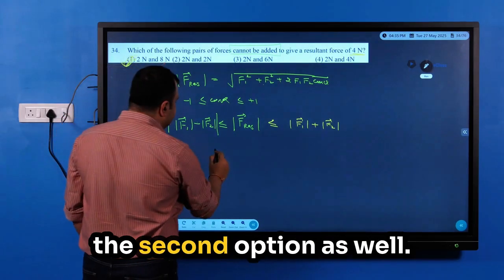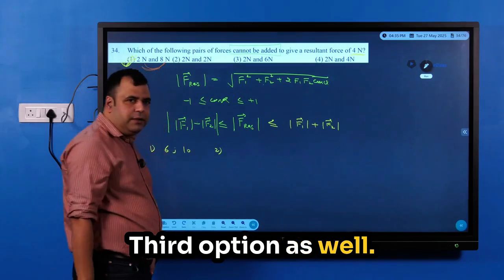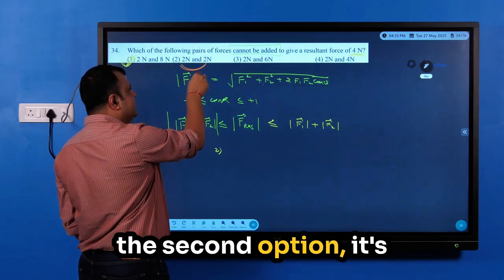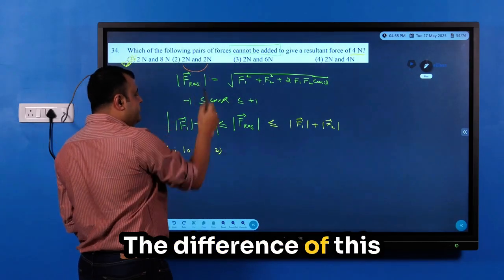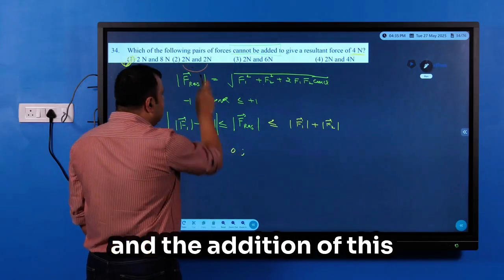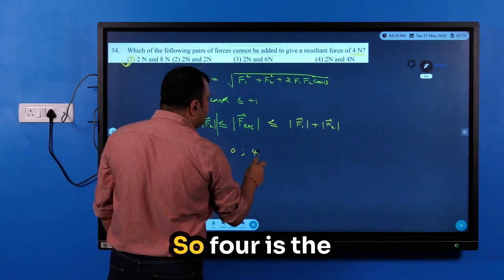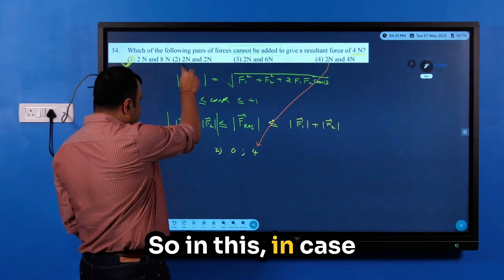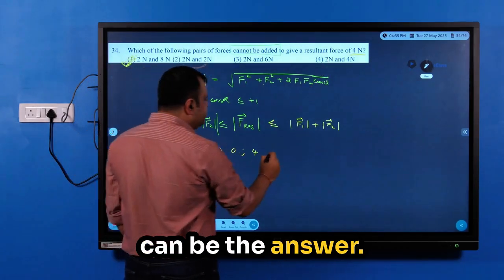In the same way, you can check the second option as well, and the third option as well. I'll check the second just to verify. The second option gives 2 and 2. The difference of this comes out to be 0, and the addition will come out to be 4. So 4 is matching here. So in case of this set, 4 can be the answer.